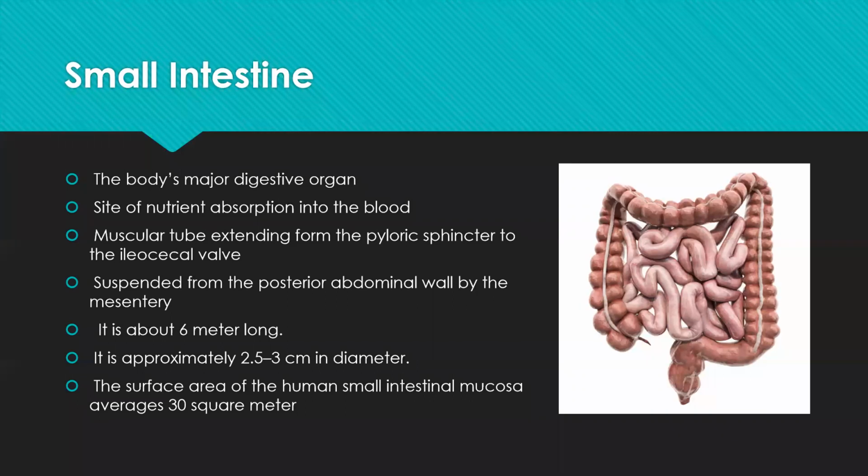If you see the stomach totally, in the previous class we had seen about the stomach. The last part is the pylorus, right? From the pyloric sphincter to the ileocecal valve, which is a muscular tube, totally this you will call a small intestine.